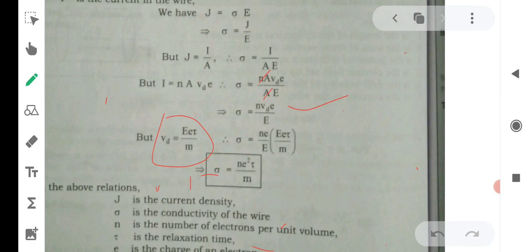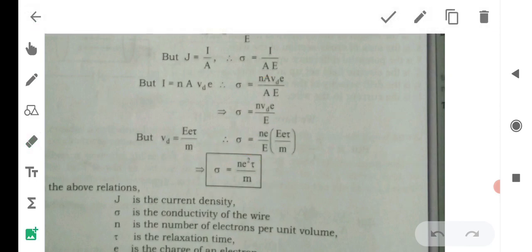The minus sign only indicates that Vd and E are opposite. Substituting this Vd value in the equation, sigma equal to n e divided by capital E into e E tau divided by m. E gets cancelled, and we get n e square tau divided by m. This is the final relation, conductivity of material in terms of relaxation time, sigma equal to n e square tau divided by m. Students, I think this derivation is very simple.